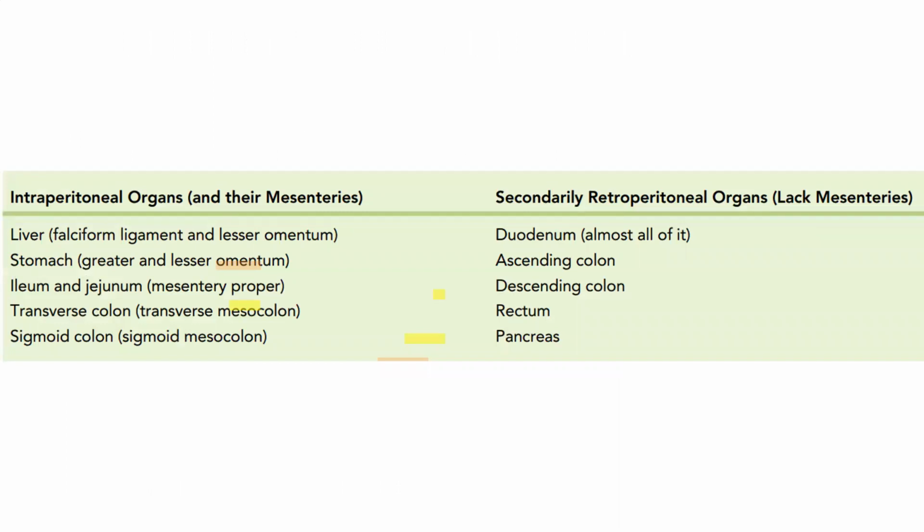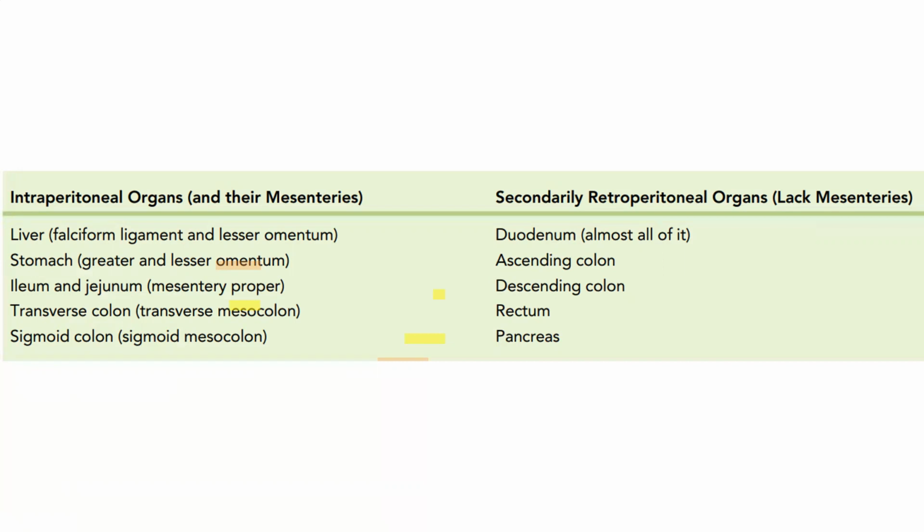So I want you to have a look at this, and I want you to think about the intraperitoneal organs and retroperitoneal organs. Retroperitoneal organs are duodenum, ascending colon, descending colon, rectum, and pancreas. And the transverse colon here is in the intraperitoneal cavity and hanging from the posterior abdominal wall with the transverse mesocolon.